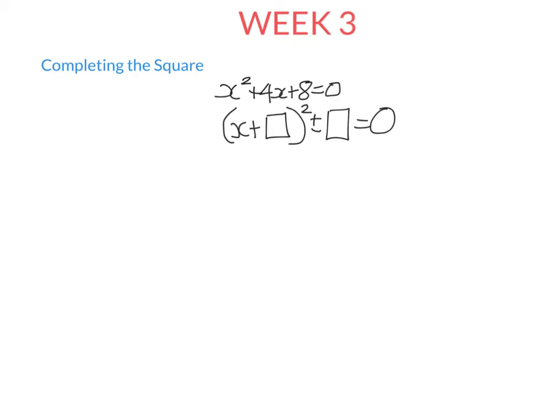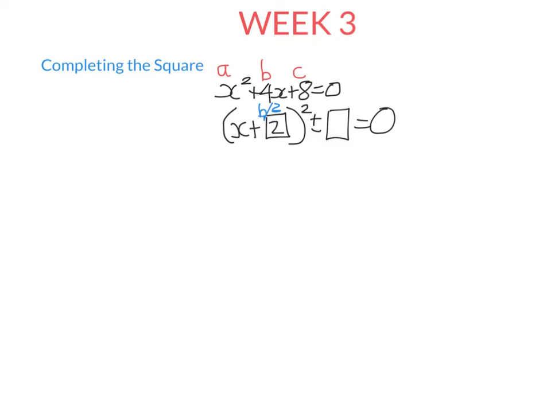So remember, when I refer to A, I'm referring to the coefficient of x squared, B, the coefficient of x, and C, the constant term. What we put in this first box here is whatever B is divided by 2. So in our expression up here, B was 4. So in the brackets goes 4 divided by 2, which is 2.